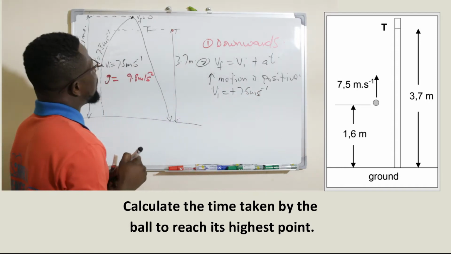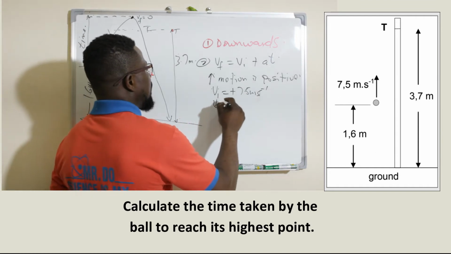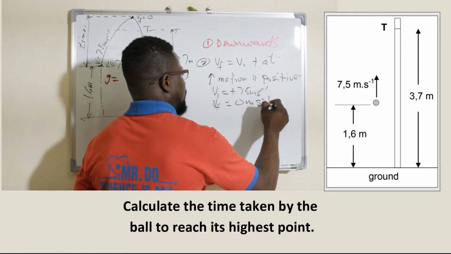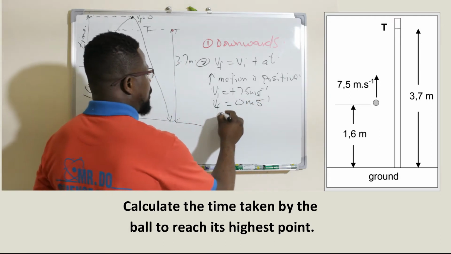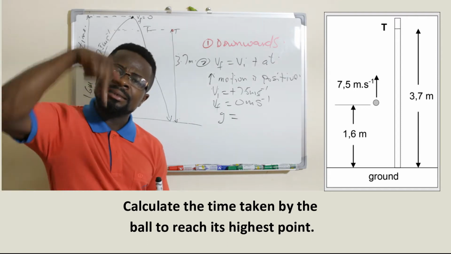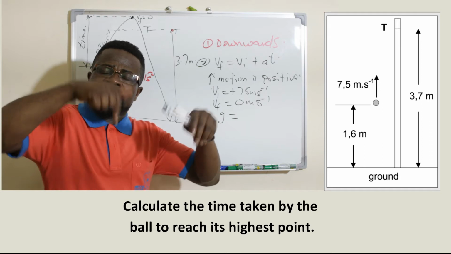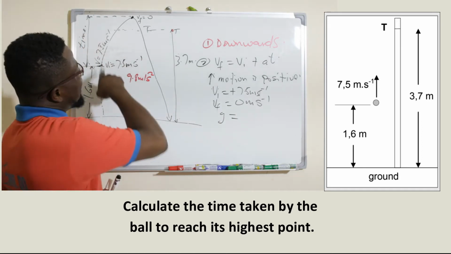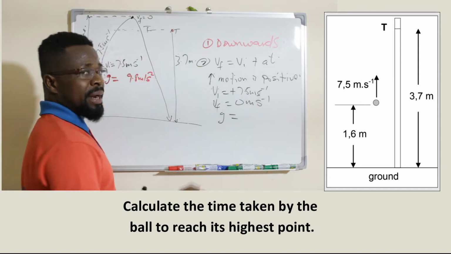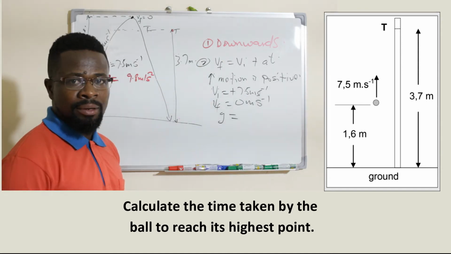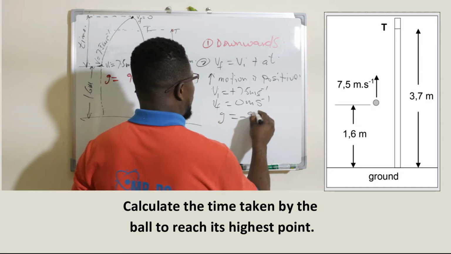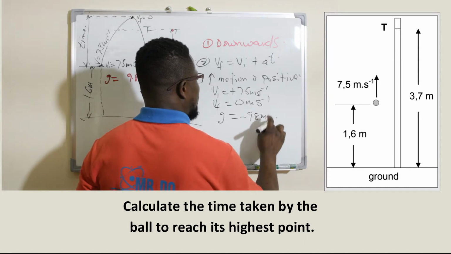And then what else do I know? I know the final velocity, and the final velocity is also 0 meters per second. And then I know G. We have said that acceleration is always acting downwards. If acceleration is acting downwards, and anything going up is positive, then the acceleration is negative. So we have negative 9.8 meters per second squared.